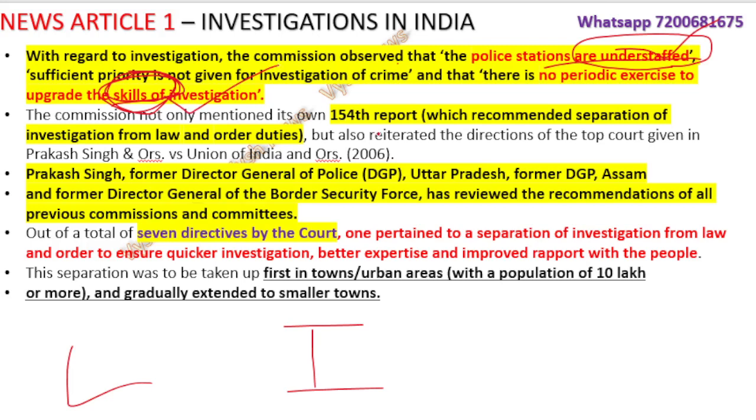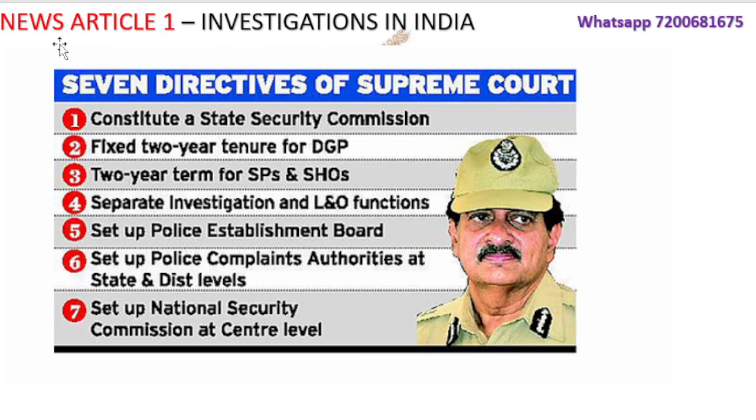The 154th report also recommended separation of law and order duties from the investigation, and different court cases like the Prakash Singh case also told about this. Prakash Singh is actually a DGP from UP, and another person from Assam. These two people together went to the court, and that is how the 7 directives by the court came. The Prakash Singh directives were already asked by UPSC in Mains GS2, so you should know this.